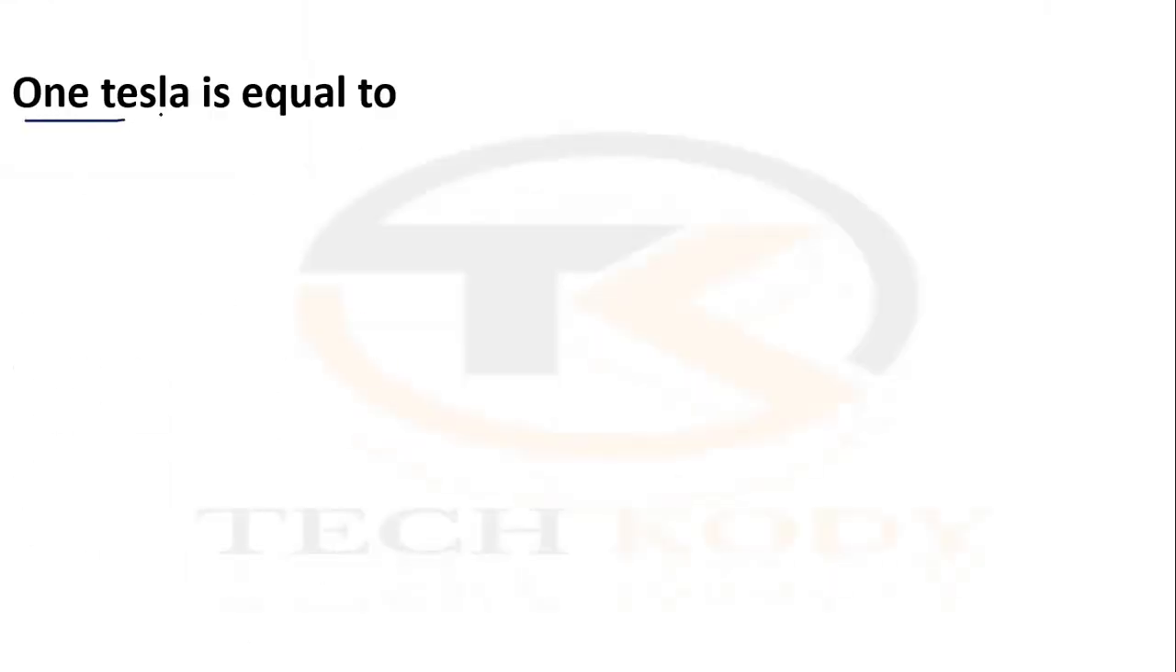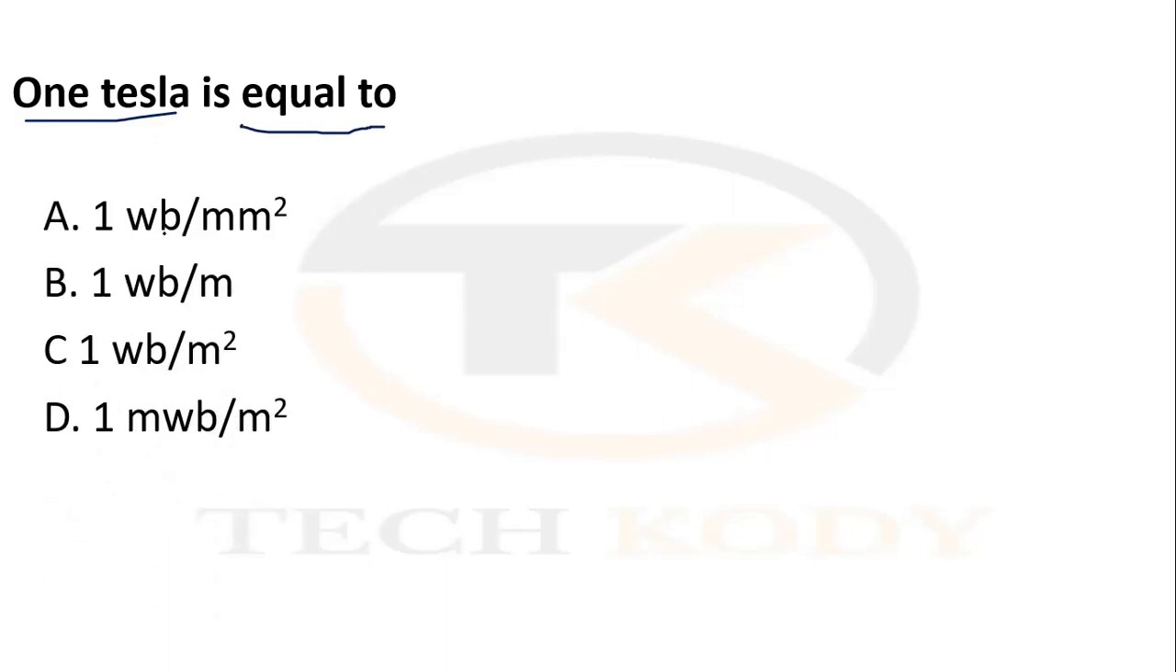1 Tesla is equal to: 1 Weber per square meter, 1 Weber per meter, 1 Weber per meter square, 1 milliweber per meter square. 1 Tesla is equal to 1 Weber per meter square.